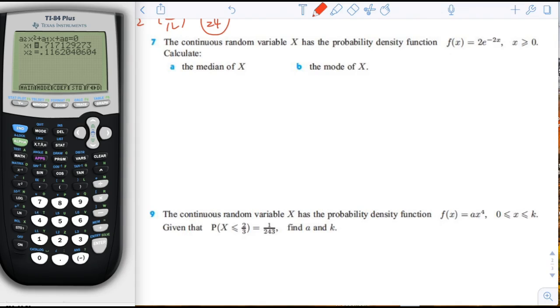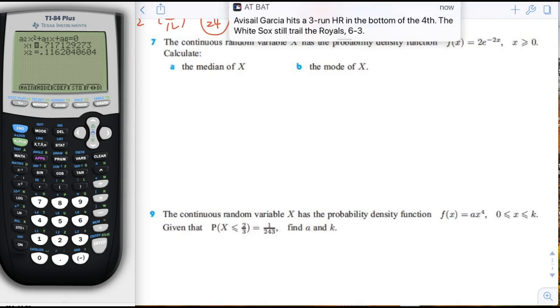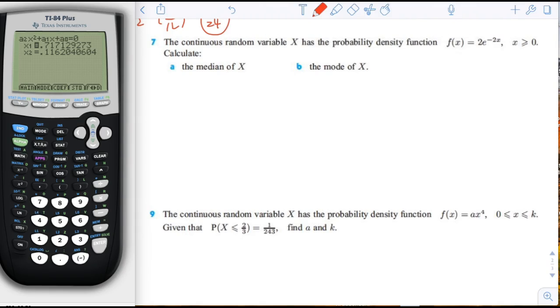Okay, number 7, the continuous random variable x has a PDF as follows: 2e to the negative 2x, x is greater than or equal to 0. Calculate the median of x and calculate the mode of x. Okay.